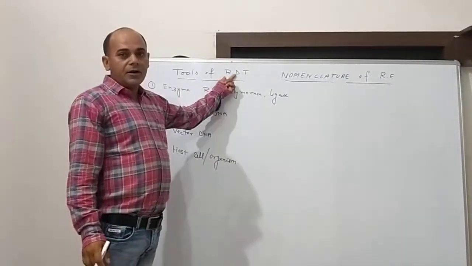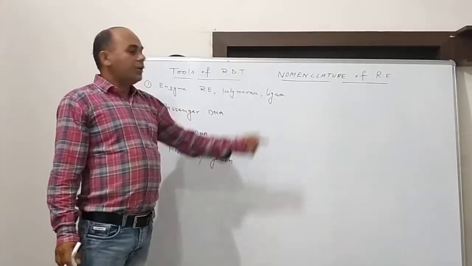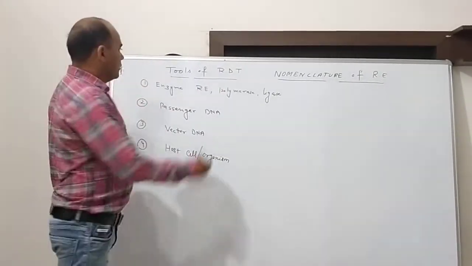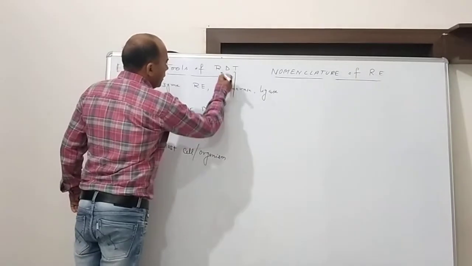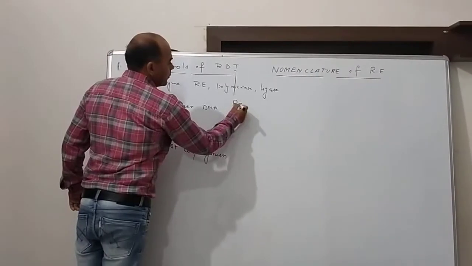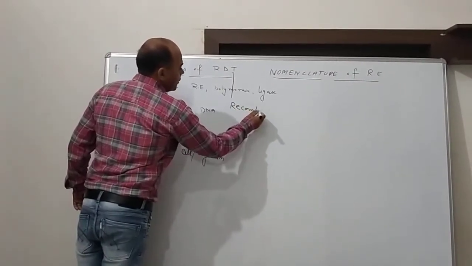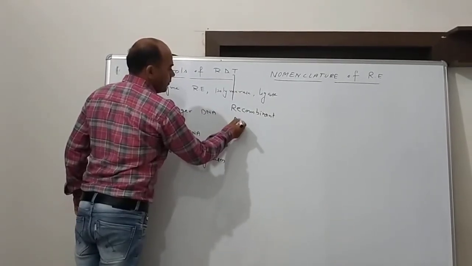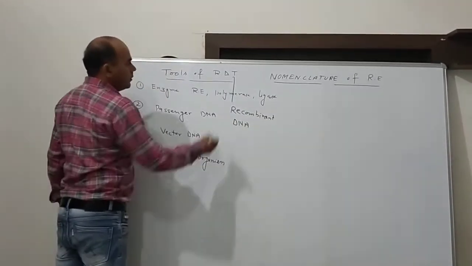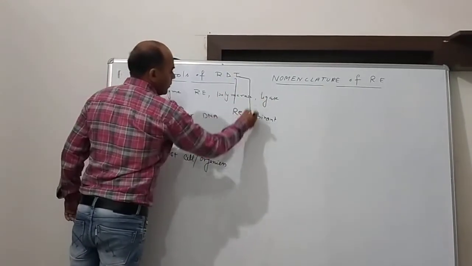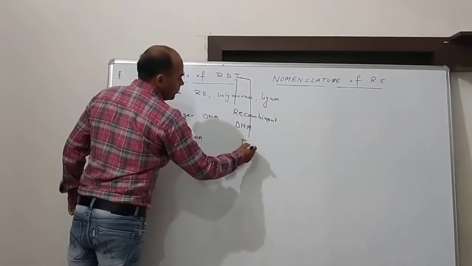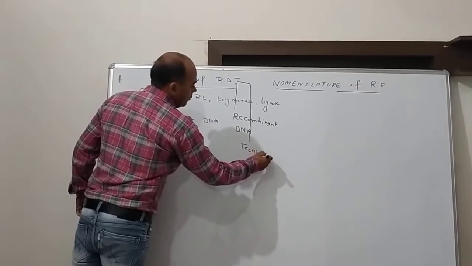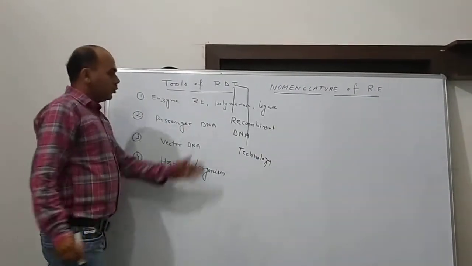What is the meaning of R.D.T? Recombinant DNA technology. R stands for recombinant, D stands for DNA, T stands for technology. Technology, you know very well.